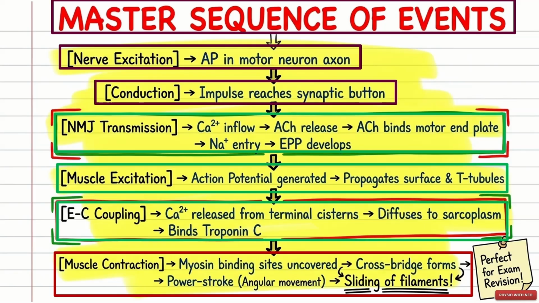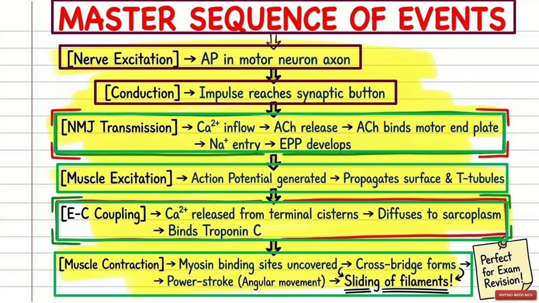Step 5. Excitation-contraction coupling. The action potential activates dihydropyridine receptors. DHPR activates the ryanodine receptors and calcium is released from the terminal systems of the sarcoplasmic reticulum. Step 6. Calcium action. Calcium binds to troponin C. Tropomyosin moves away from the active sites of actin. Step 7 is muscle contraction. Myosin binds to actin, cross bridge formation occurs, power stroke occurs, and the actin slides towards the center of the sarcomere, and the sarcomere shortens.